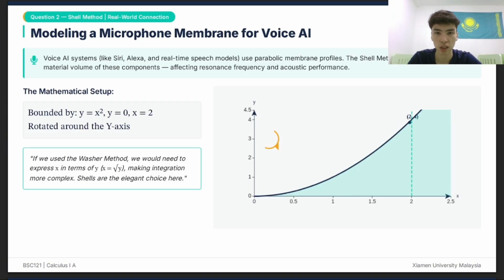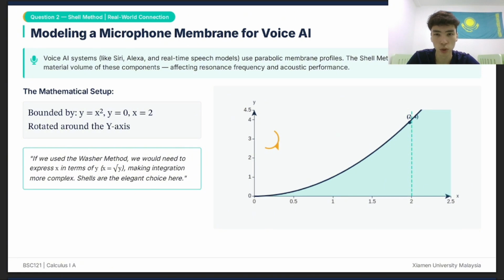Again, this has a very tangible real-world application. Consider a parabolic microphone membrane used in voice AI systems like Siri or Alexa. To model its material volume, we can use the shell method. The mathematical setup is as follows. We have the region bounded by y equals x squared, y equals 0, and x equals 2, and we rotate this region around the y-axis.